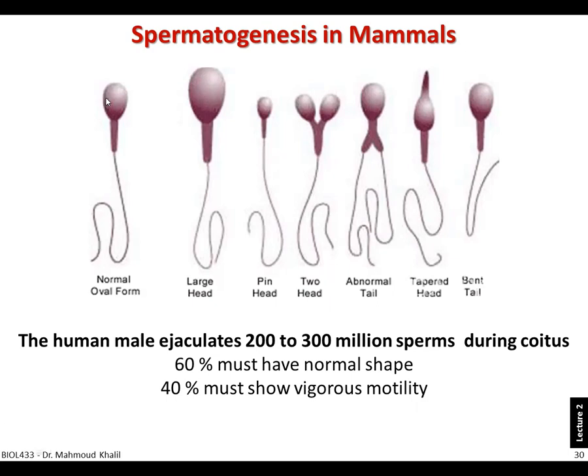So here, this is the normal oval form of the human sperm, and these all are cases of abnormal sperm shape. You can see that these sperm have a larger head. These sperm have a smaller head. These sperm have two heads. That means it's not a powerful sperm. It's an abnormal sperm. These sperm have two tails. These sperm have a distorted head, and these sperm have a shorter or bent tail. All these forms are abnormal.